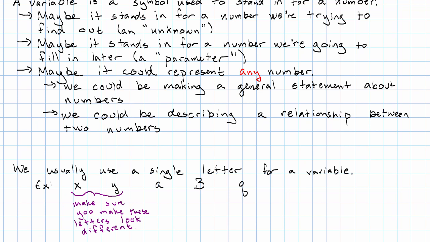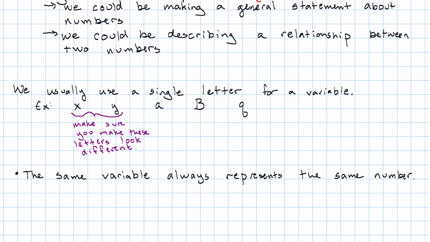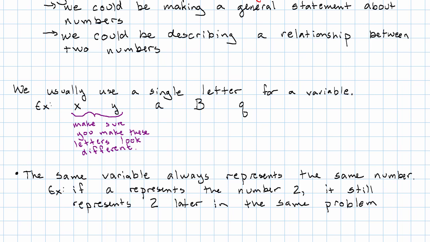Why is it important to be able to tell apart the letters that you use as variables? The same variable always represents the same number. For example, if the letter A represents the number 2, later on in the same problem it still represents the number 2. Now, once we go to work on a different problem, of course, we can use the letter A again. We would run out of letters really fast if once we used one, it was stuck. But within the same problem, within the same context, the letter A continues to represent the same number.